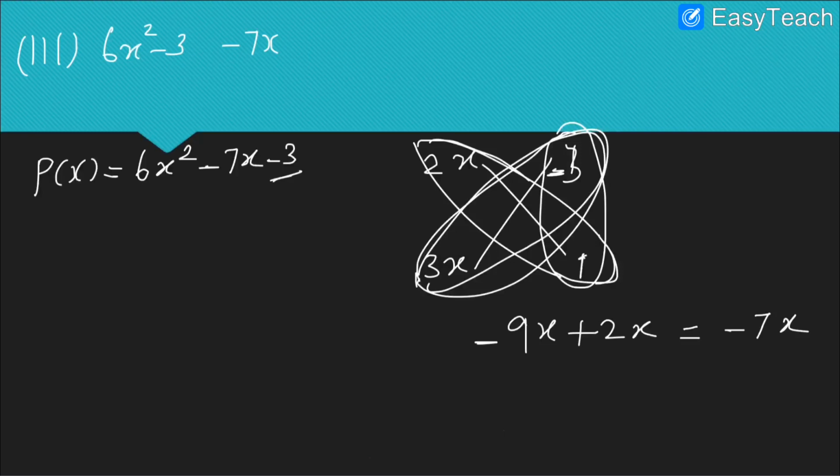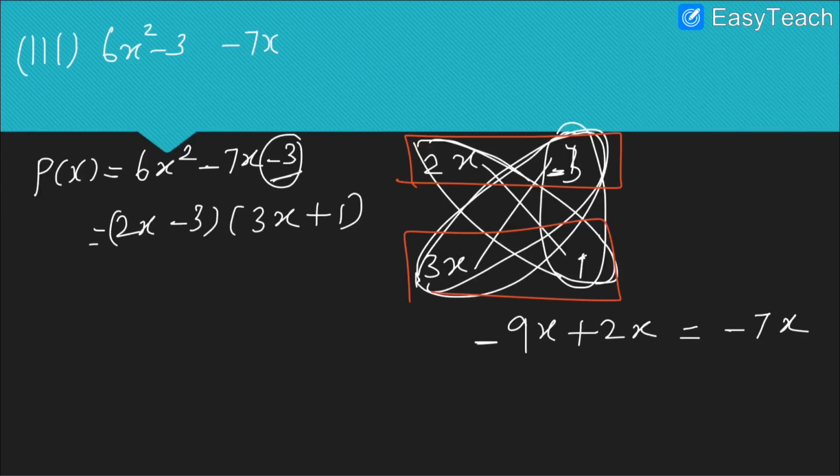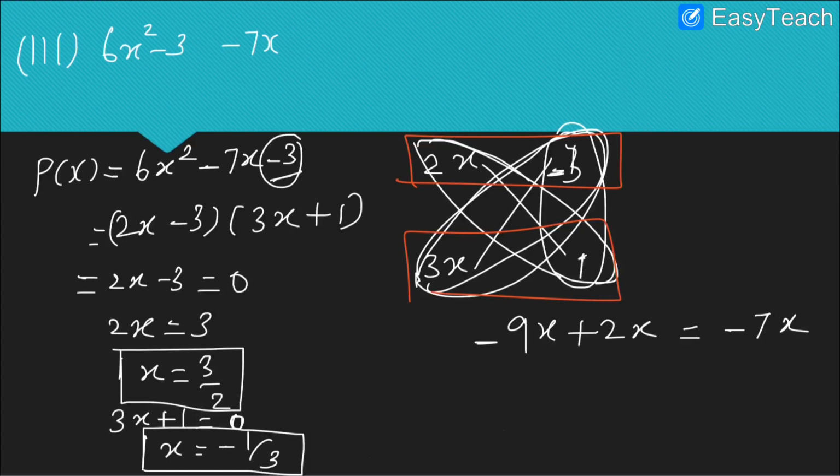So let me check. 1 3s are 3, minus 3 as a product I got. Okay, I write the factors this way, which gives me 2x minus 3 into 3x plus 1. To find the x value, I assume each term equals 0, right? Like we do every time. Here I have the values of x, which are the zeros of this polynomial.